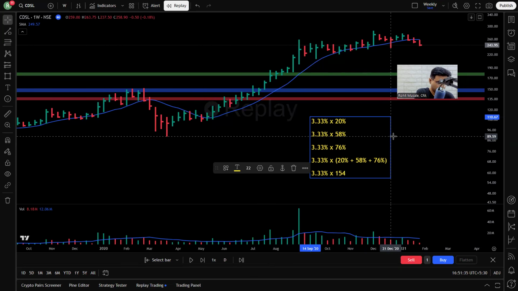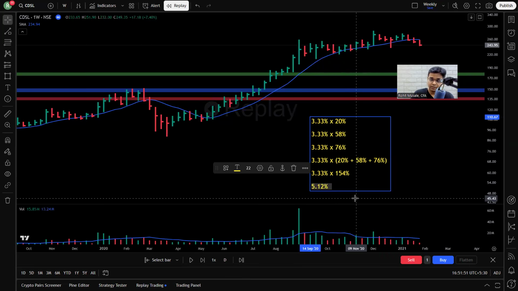154. So what is 3.33% of 154? So 3.33% of 154 is 5.12%. So this is the amount of money that you make on your portfolio from a single stock, right? Imagine getting, so this is the return that you made in 6 months.